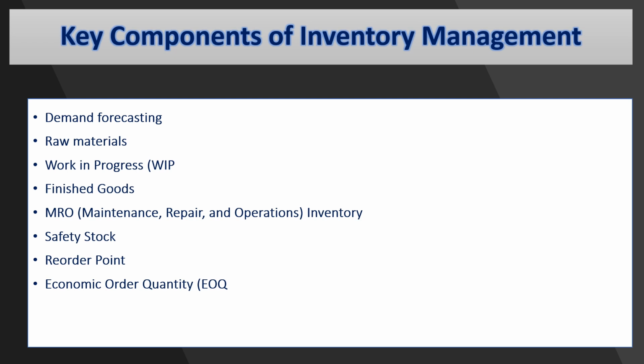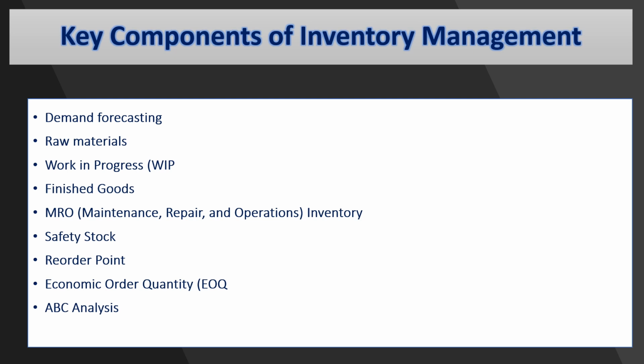Economic order quantity. EOQ is a formula that helps organizations determine the optimal order quantity that minimizes the total inventory cost, including ordering and holding cost. It strikes a balance between overstocking and understocking.